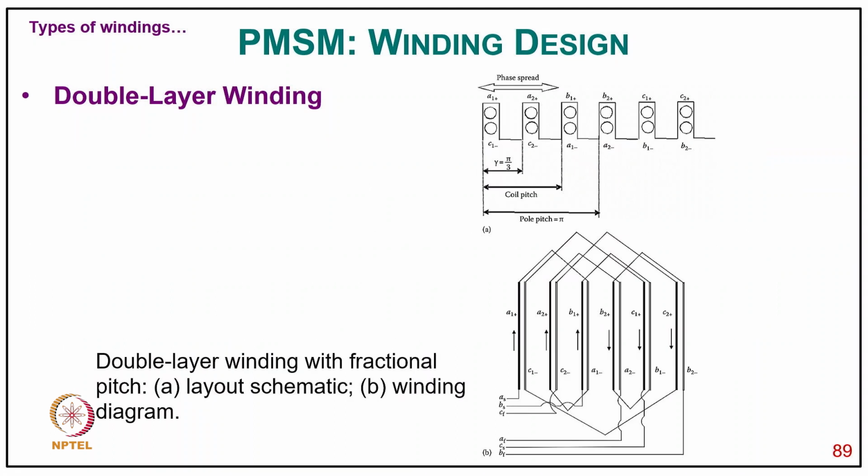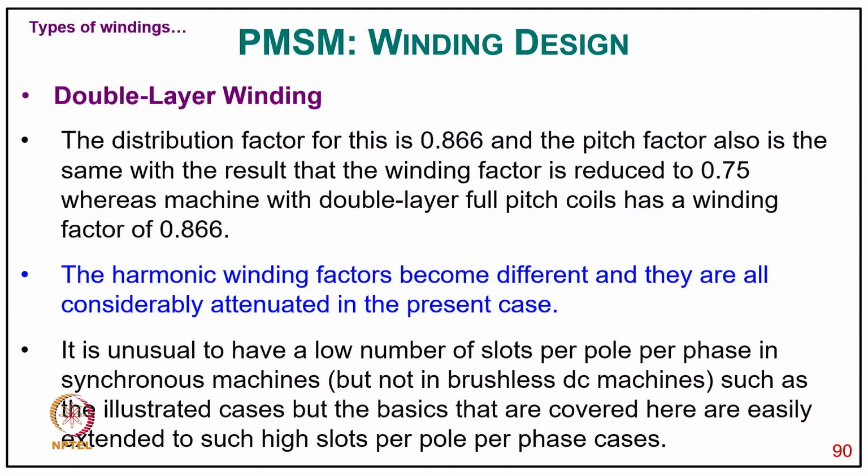You can clearly see here how it is typically done for a double layer winding. Next, you can call it the pole pitch as part of the return conductor in the top and bottom layers, so double layer windings with the fractional pitch winding, the layout and winding diagram. The distribution factor for this is 0.866 and the pitch factor is also the same as that. The winding factor is reduced to 0.75, whereas the machine with double layer full pitch coils has a winding factor of 0.866, and the harmonic winding factors become different, and they are all considerably attenuated in the present case.